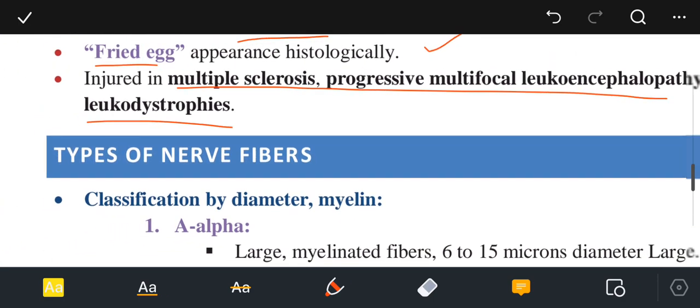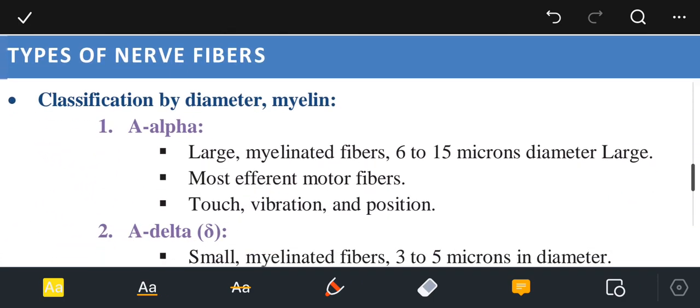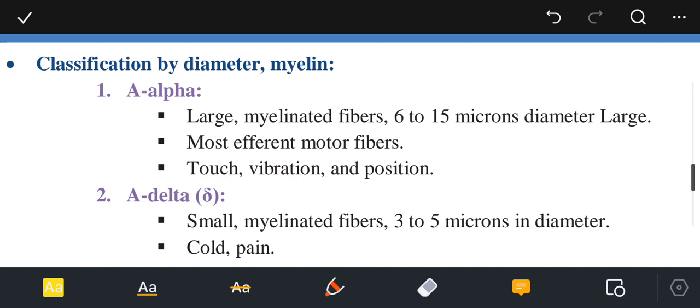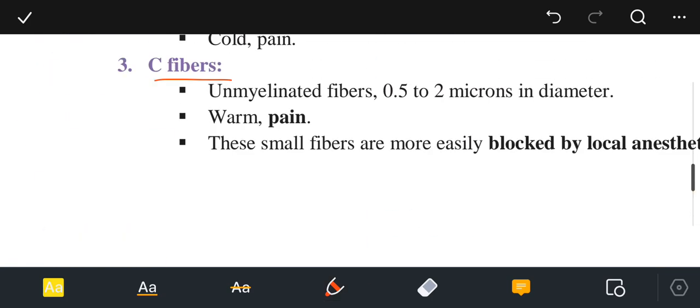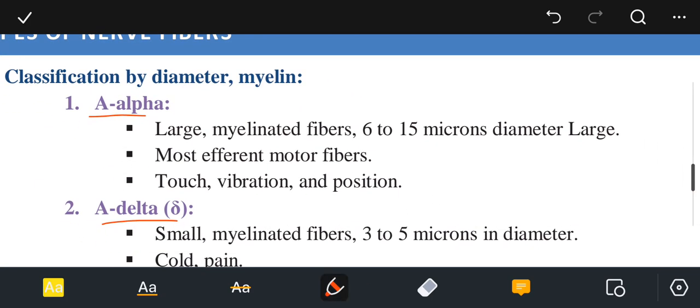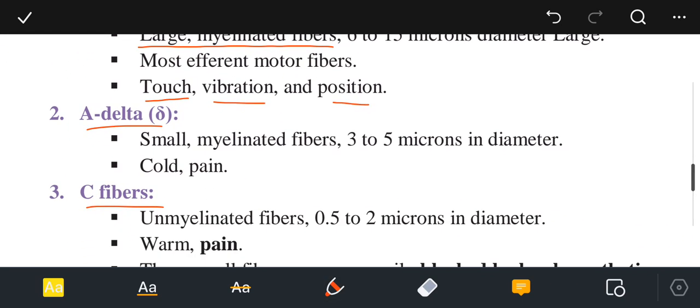Moving forward to the types of nerve fibers. There are different types of nerve fibers, classified by diameter: A alpha fibers, A delta fibers, C fibers. The A alpha fibers are large myelinated fibers, 6 to 15 microns in diameter. We have most efferent motor fibers, touch, vibration, and position. A delta fibers are small myelinated fibers, 3 to 5 microns in diameter, and they are responsible for sensation of cold and pain.